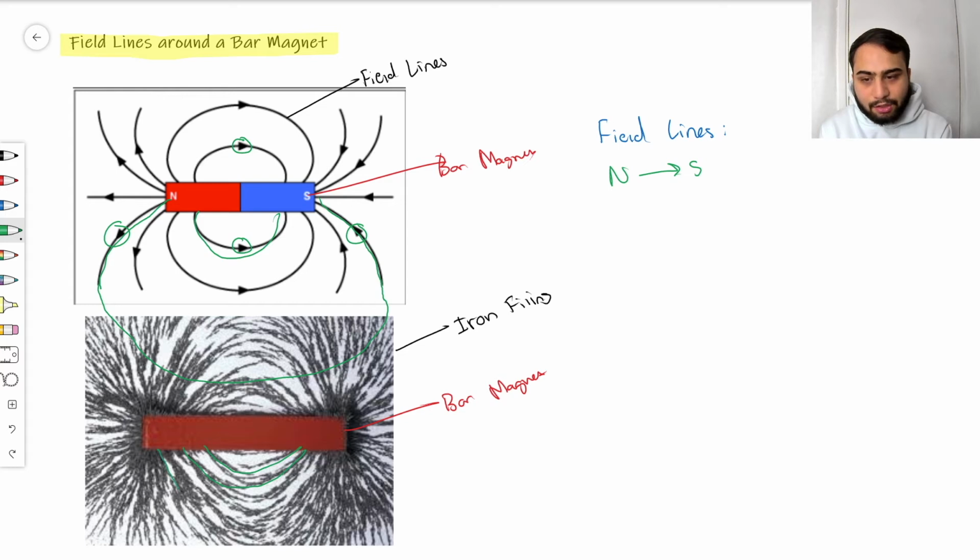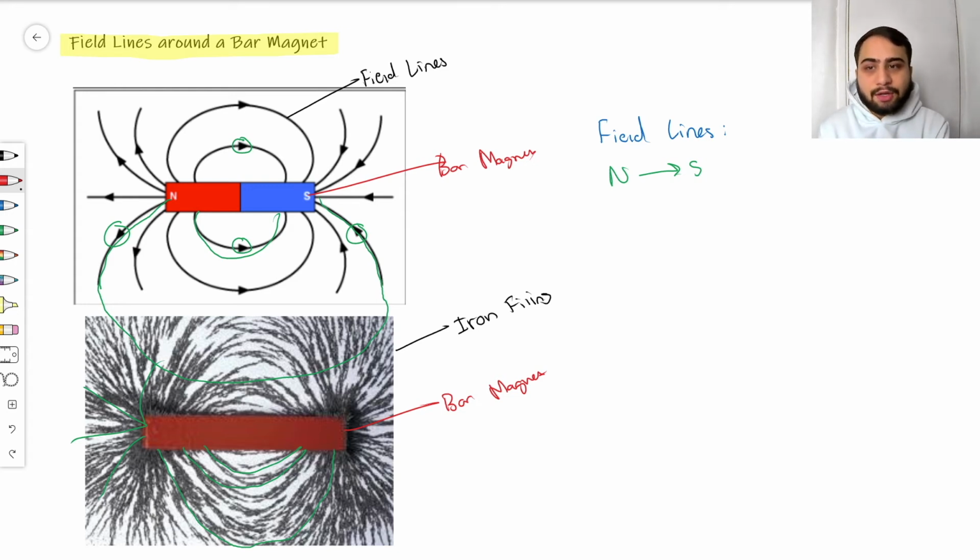Let's look at this line over here, right? You can see it going from north to south. You can see these lines going out, and so on and so on. Now, something that isn't really shown on diagrams but really does exist is the fact that there are field lines inside the magnet itself as well.